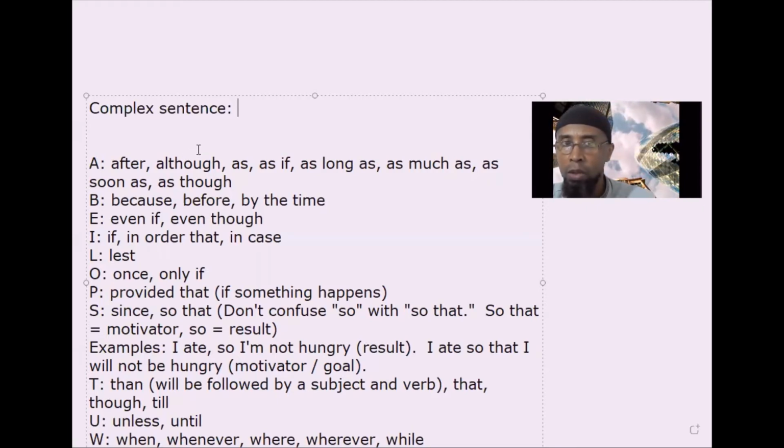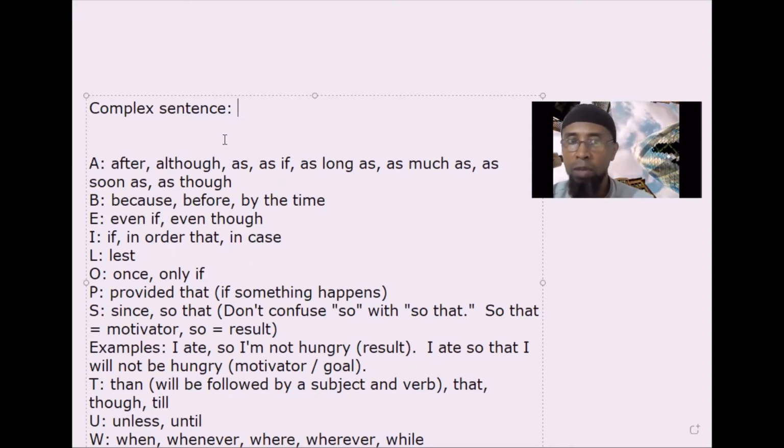Because in order to make a compound sentence, you had to use fanboys. If you remember fanboys: for, and, nor, but, or, yet, so. If you're using conjunctions other than fanboys, then you're making a complex sentence. Why do we call it a complex sentence? Because you're making a complex combination between two sentences where one sentence is dependent on the other.